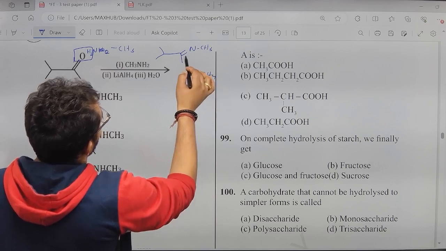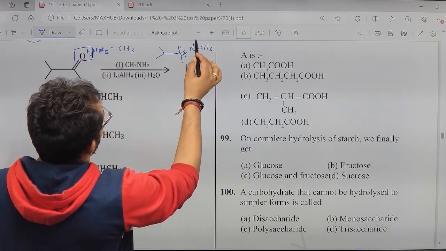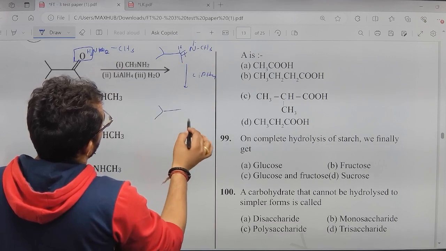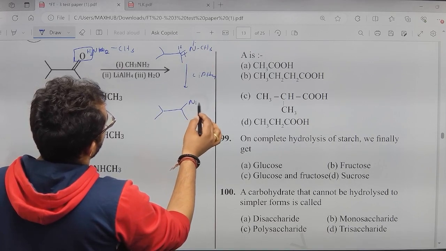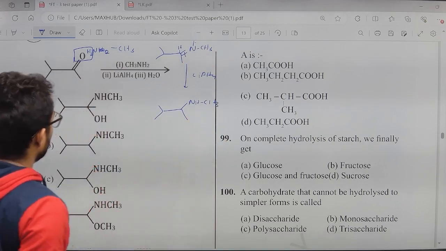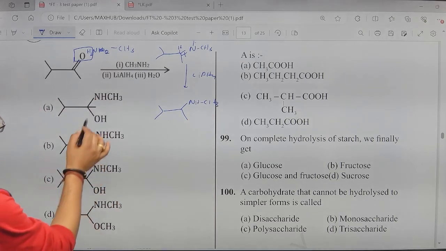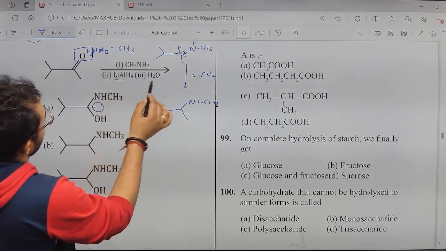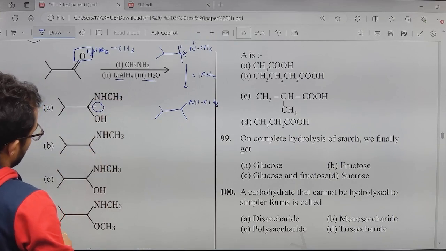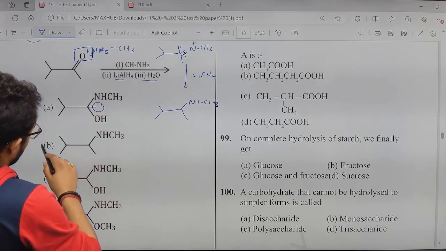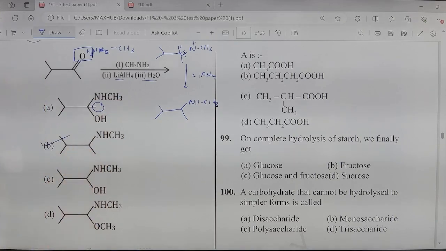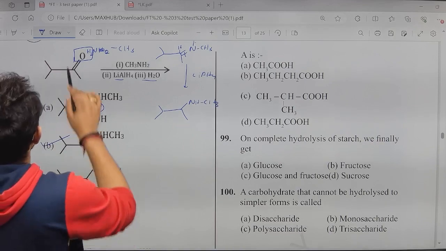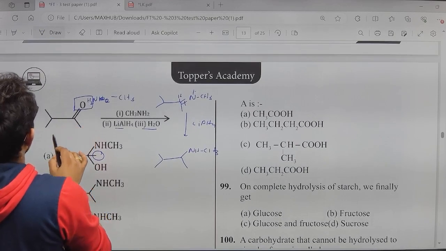We know that hydrogen will be added here and another hydrogen will be added here. So you will be getting this NHCH3. Which will be the right answer? How can carbon be there now? There is no carbon given to you. Okay. So this will be the right answer for this question.